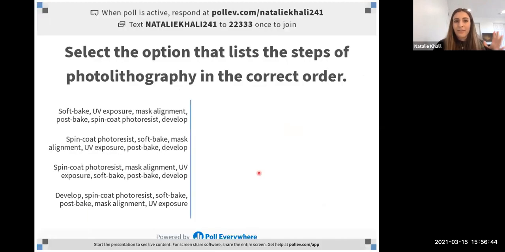Okay, so now I have a series of poll questions. We've concluded the part of the lecture on photolithography. So the first question is to select the option that lists the steps of photolithography in the correct order. So we talked about all of these various steps, including the soft bake, UV exposure, alignment, post-bake, spin coating, and development. So now please take a moment to select which one you think has all of these steps listed in the correct order.